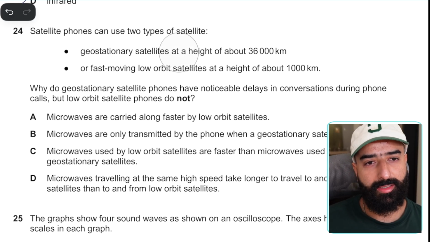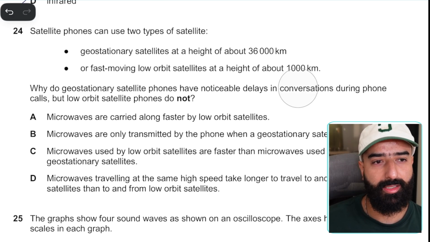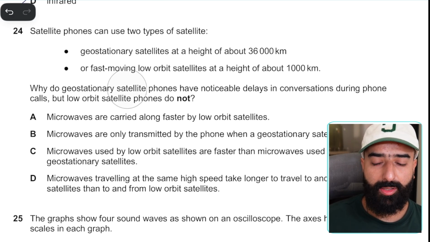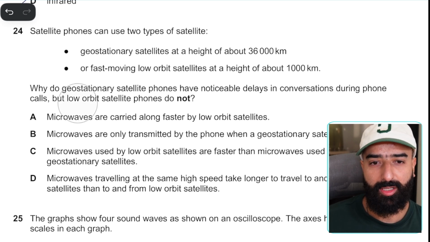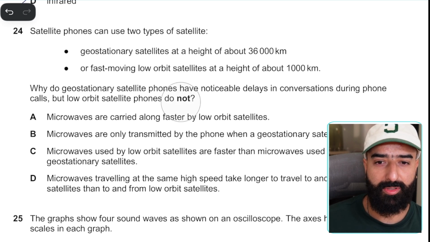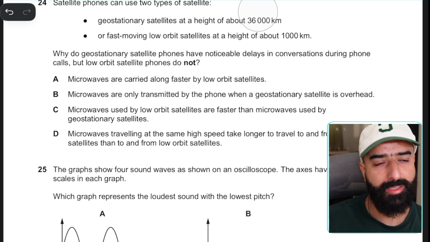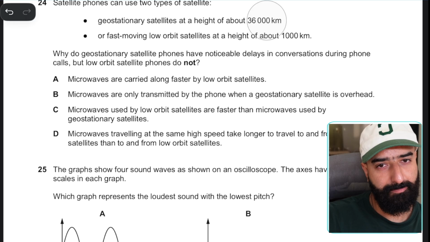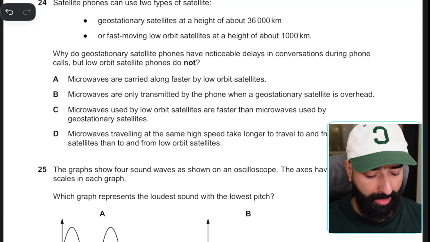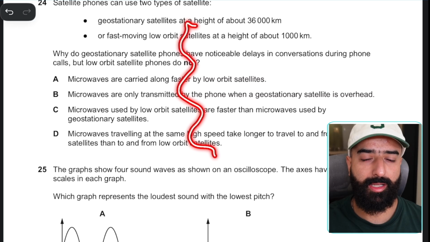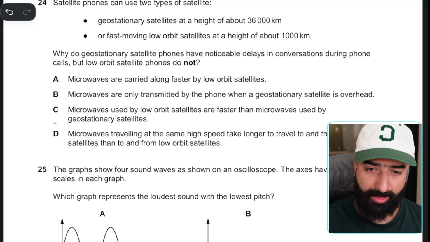Satellite phones can use 2 types of satellites. Geostationary satellites at a height of this, or fast-moving low-orbit satellites at a height of this. Why do geostationary phones have noticeable delays in conversation, but low-orbit satellite phones do not? What do you think? The answer is in the height. Geostationary satellites are at a larger height, so the waves have to travel a further distance and come back after traveling a longer distance. That's explained by D.